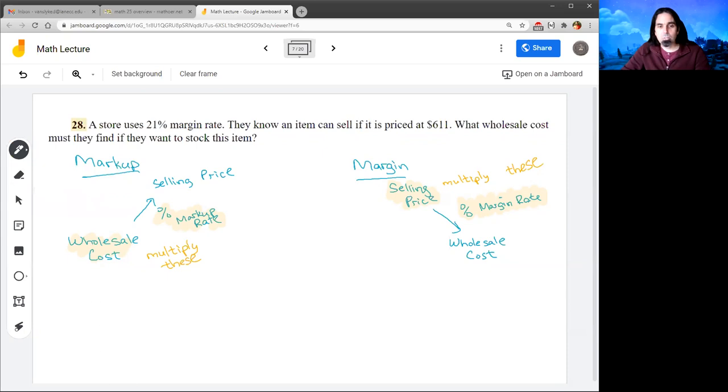Okay, onward to this particular problem. We have a margin rate. So we are now in the realm of margin. So we're going to say this is all distraction. It's not a markup problem. We're doing margin. So we'll take our 21%. We'll write it as 0.21 to make the calculator happy, using RipWop to go left out of percent 2 scoops. We're going to multiply the selling price. The item can sell if it's priced at $6.11.